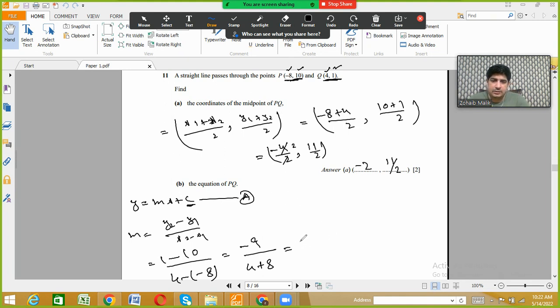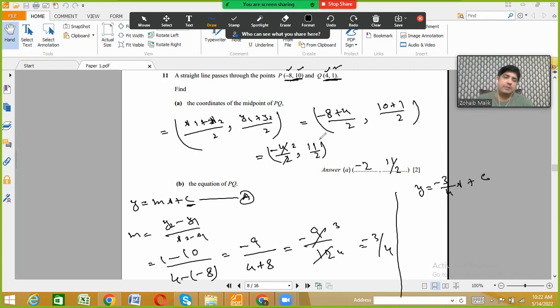It is minus 9 over 12. So if I simplify it, this is minus 3 over 4. So the gradient is minus 3 by 4. We have to find the equation y is equal to minus 3 over 4x plus c. Now we have to put a value from P or Q into this equation, a point. We have to put either a P point or Q point into this. So I'm going to put Q point, which is 4 and 1, into this equation. So x is 4 and y is 1. So y is equal to 1 is equal to minus 3 by 4 into 4 plus c.